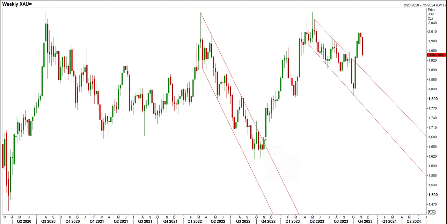Once the price closed above this falling trend line during November 2022, it started another bullish rally, which is lasting till date.